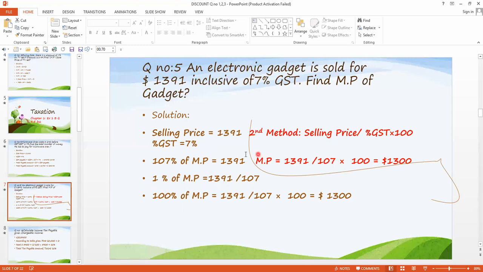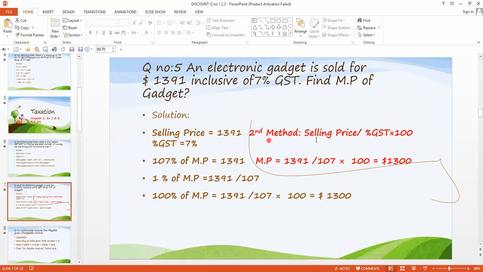Same here. First you have to find the 1. For finding the 1, you have to divide this 1391 by 107. Clear? And after that, you have to find 100% of the market price. So 1391 divided by 107, and for the percentage, you multiply it by 100. So it is equal to 1300. Clear? This is called the unity method, which you have already done in 4th and 5th class.